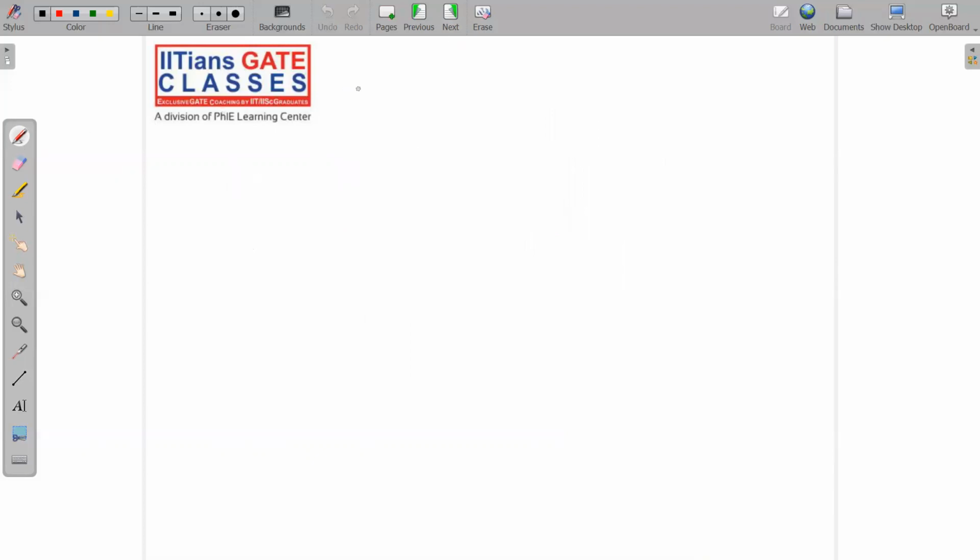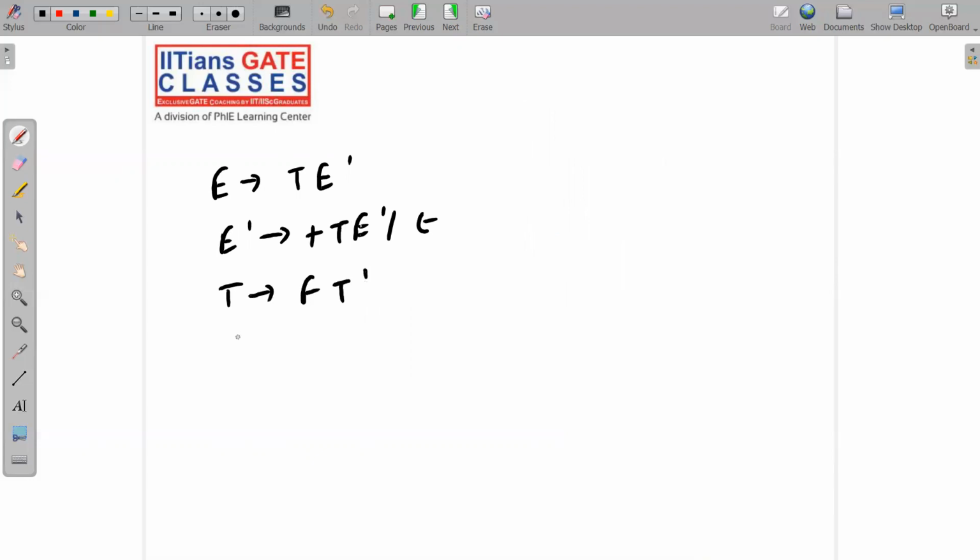So the next question is: E implies TE dash. E dash implies plus TE dash or null, and then we have T implies FT dash. T dash implies star FT dash or null, and F implies ID or opening bracket E closing bracket.